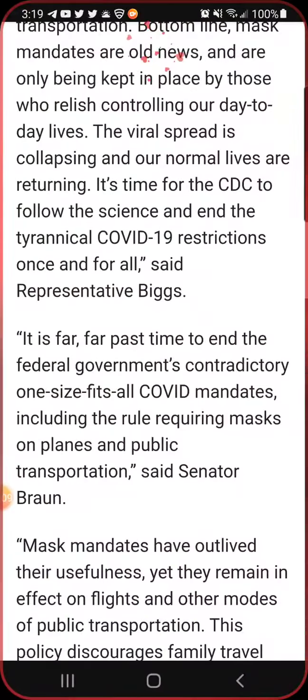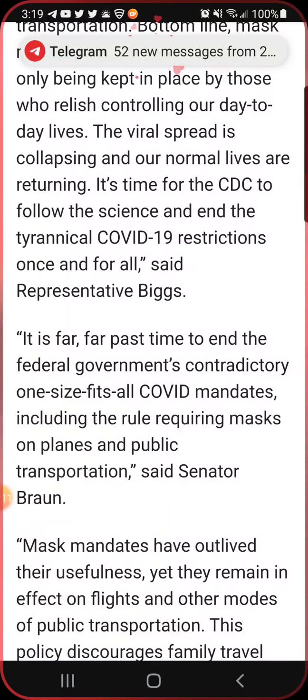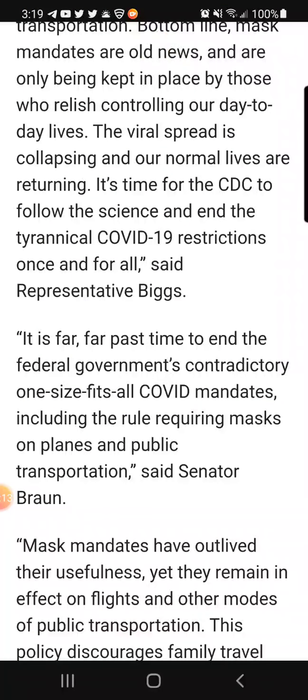It is far, far past time to end the federal government's contradictory one-size-fits-all COVID mandates, including the rule requiring masks on planes and public transportation, said Senator Braun.